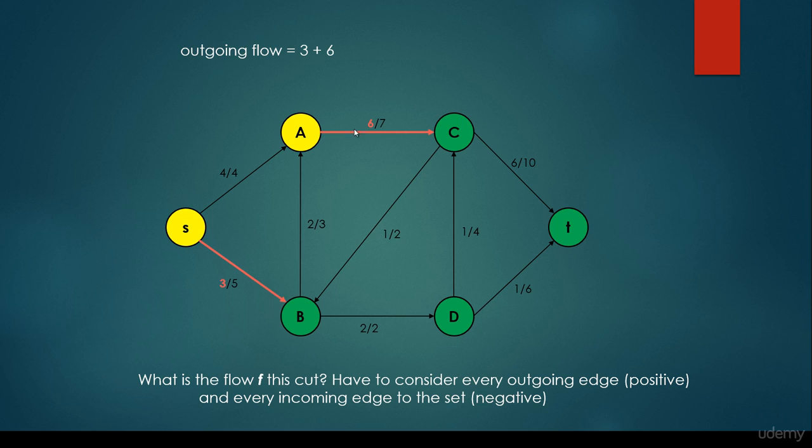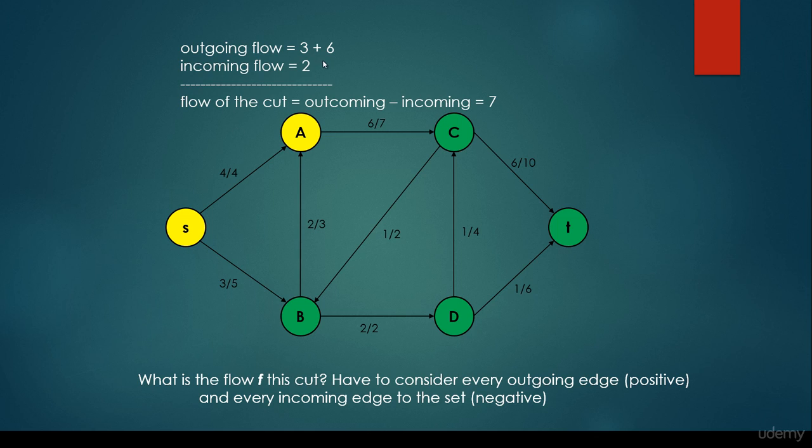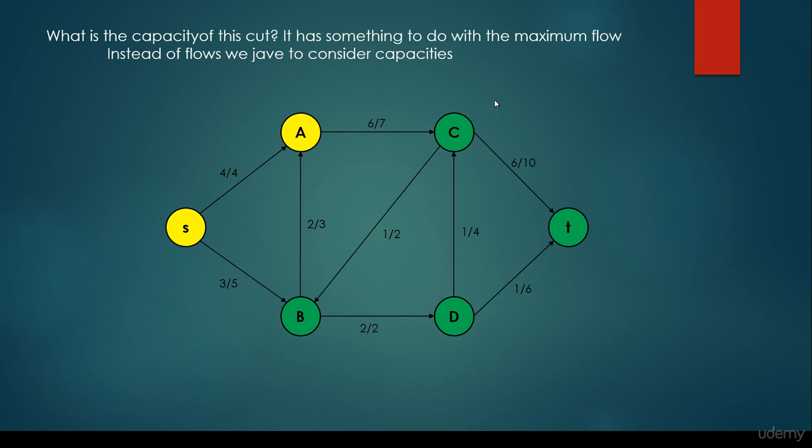Okay, so we just have two edges pointing from a single set to another set, from the set S to the set T. And the other edge is this one with flow parameter 3. So we have 3 plus 6 outgoing flow, and we have a single edge with flow parameter 2 as an incoming flow. So the overall flow of the cut is the outgoing minus the incoming, which is going to be equal to 9 minus 2. So we have the answer. What is the flow F of this cut? It is 7.